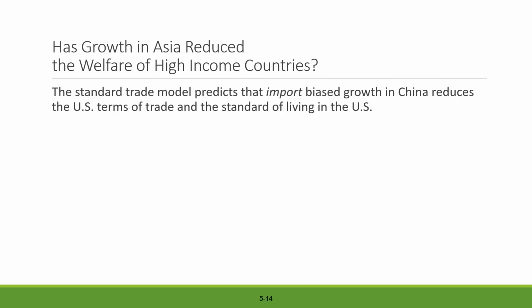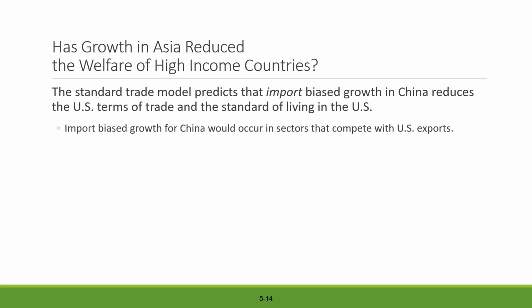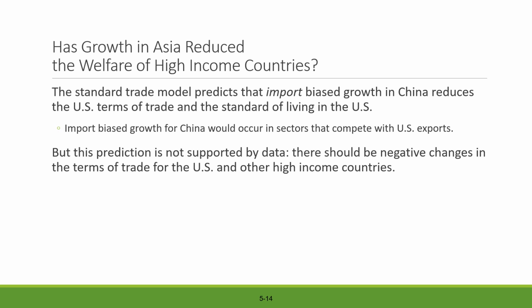Now, has growth in Asia reduced the welfare of high-income countries? This is the question that we ask in the first place. The standard trade model predicts that import-biased growth in China reduces the US terms of trade and standard of living in the US. Import-biased growth for China would occur in sectors that compete with US exports, so there should be a negative change in the terms of trade in the US and other high-income countries. But the prediction is not supported by data. We do not find any evidence in the studies for it.